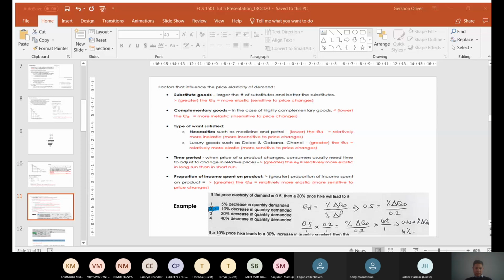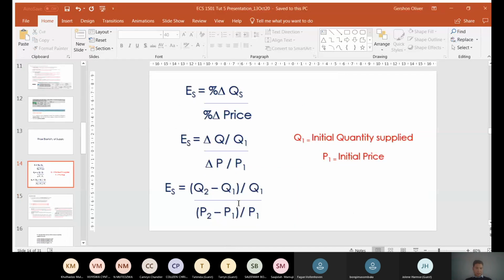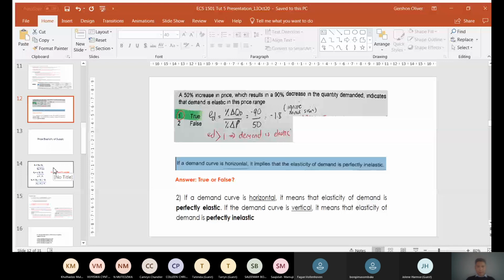All right, I hope all of you are happy. We're going to go through some more examples. The next example: there's a 50% increase in the price, which results in a 90% decrease in the quantity demanded, which indicates that demand is elastic in this price.